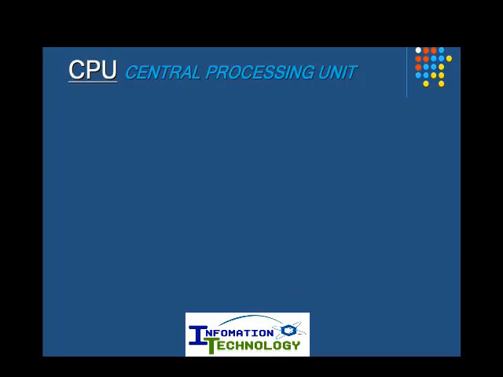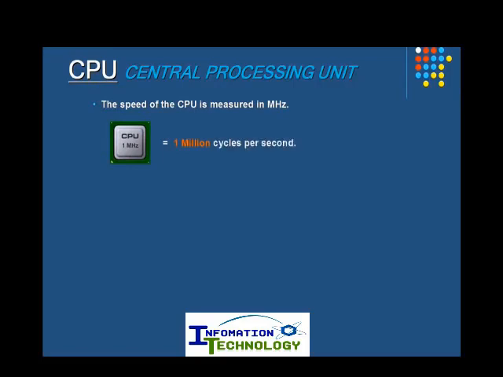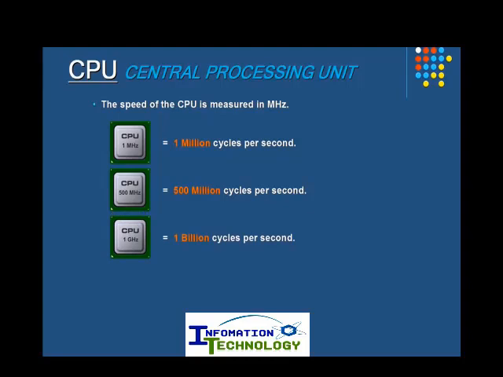The speed of the CPU is measured in megahertz. For example, 1 megahertz equals 1 million cycles per second. 500 megahertz equals 500 million cycles per second. And 1 gigahertz equals 1 billion cycles per second, and so on. Today's high-end processors average a speed of over 3 gigahertz.